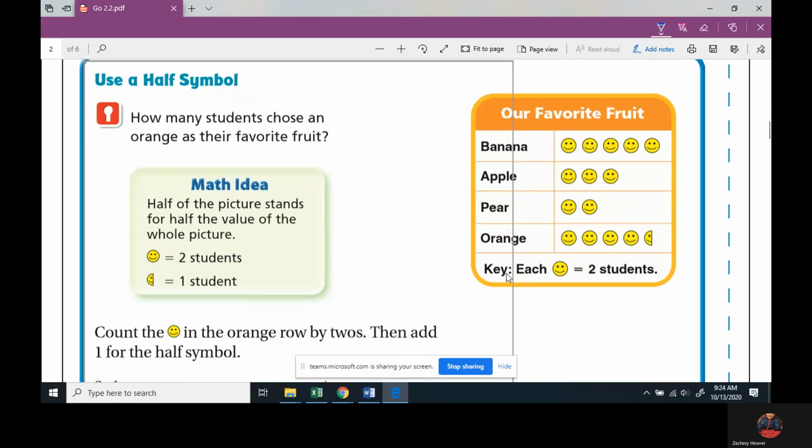Let's read our graph. I always like doing that. McKenna, how many students like banana, if each smiley face stands for 2 students? 10. Caleb, how many students like apple? 6. Cortland, how many students like pear? Pay attention. 4. Troy, how many students liked orange? Not 8. You're close. 9. Yes, because look, 2, 4, 6, 8, and that stands for 1, so it's 9. Good.